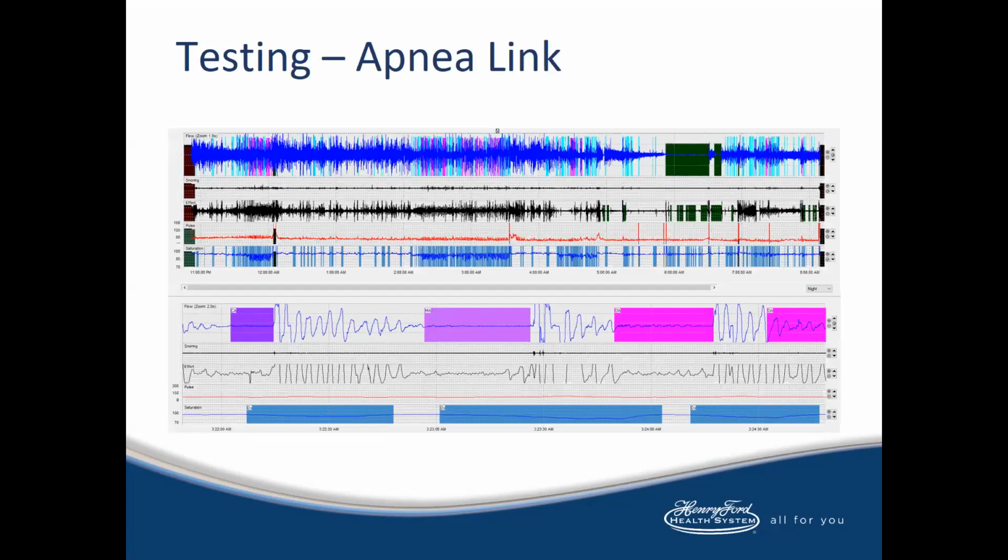So this is an example of the first version of the test, the ApneaLink, so your home sleep test. It will monitor your flow at the top. You'll see snoring in the second line here, and then respiratory efforts, your heart rate and your oxygen saturation. As Dr. Docker is saying, you'll see a decrease in the flow, a decrease in the effort, and then a drop in the saturation on this event. This is a very high study.